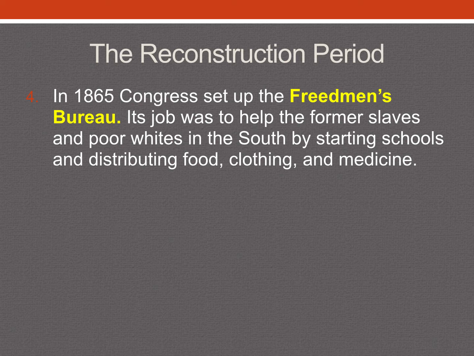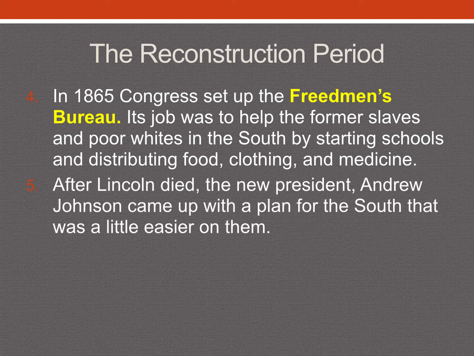However, we know in 1865, about a month after his second inauguration, Abraham Lincoln died. He was murdered, assassinated, and his vice president, Andrew Johnson, takes over the presidency.